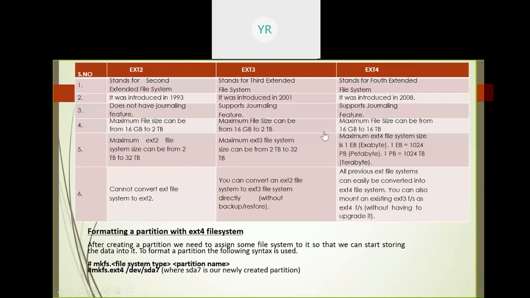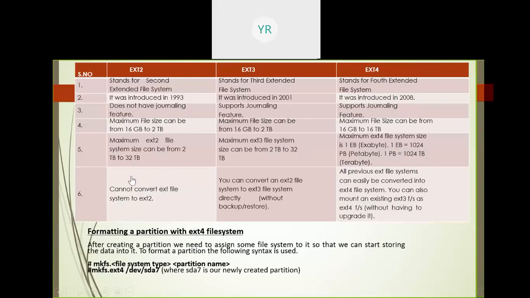ext3 also supports 2 TB to 32 TB. You need to remember these six things. ext4 supports a file system size of up to 1 exabyte. 1 exabyte is 1024 petabytes, 1 petabyte is 1024 terabytes. I think you know terabyte. So ext4 supports a maximum file system size of 1 exabyte. That's why it is the updated one. That is one of the differences.